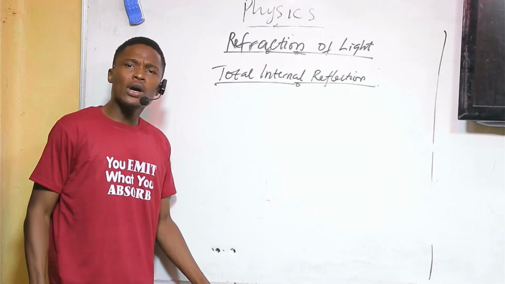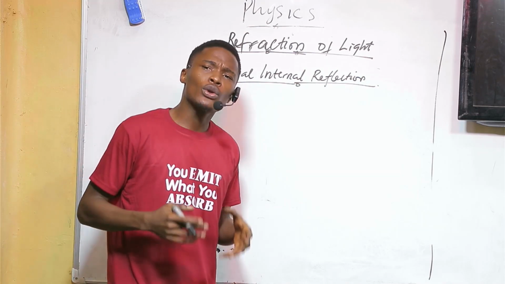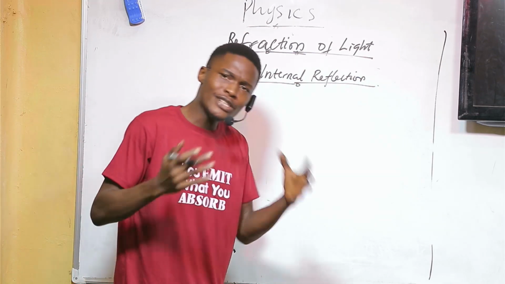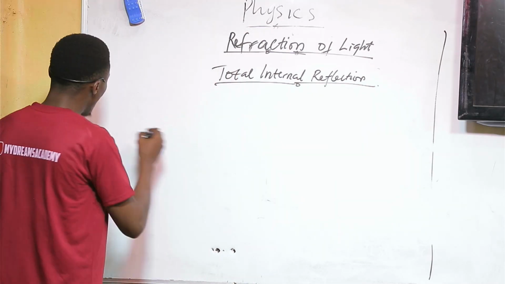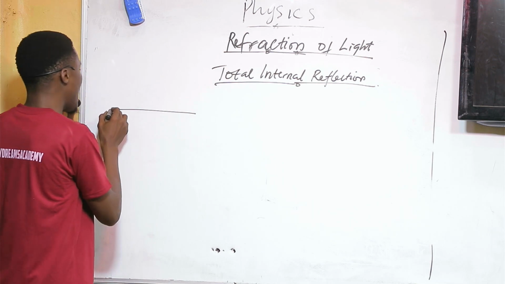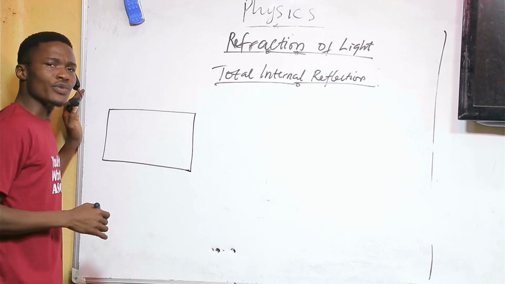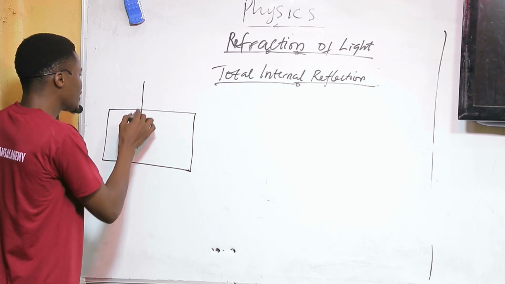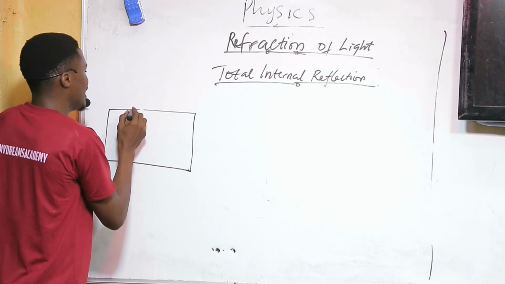Okay, so we are going to talk about total internal reflection, which is another phenomenon of refraction. So let's understand the concept or what it is all about. Now, imagine that we have a glass block. This is a glass block, and then we have a light ray that is moving from glass into air.